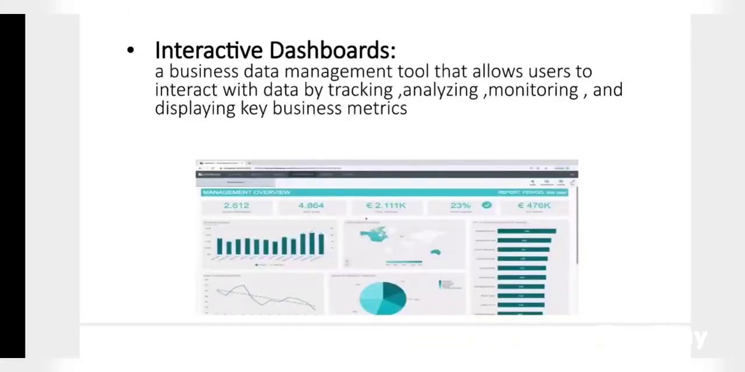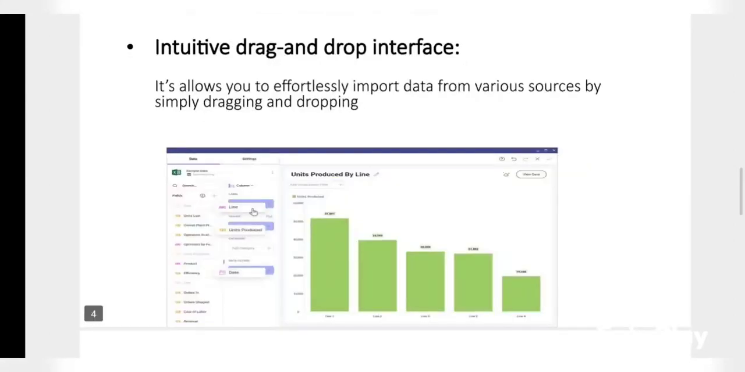Key feature: dashboard. It is a single page, often called a canvas, that tells us the total business through visualization. Next feature is the drag and drop interface. By using this, we can collect the data from any source and we can drop the data in Power BI.